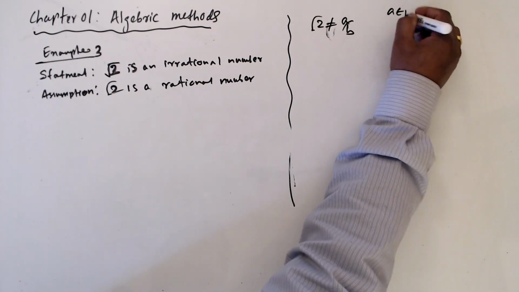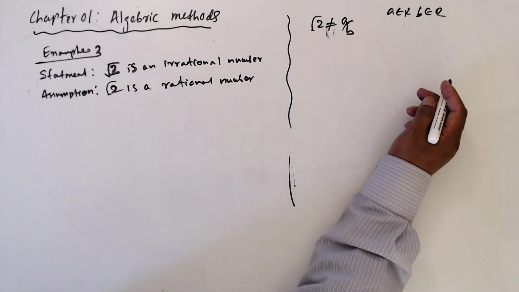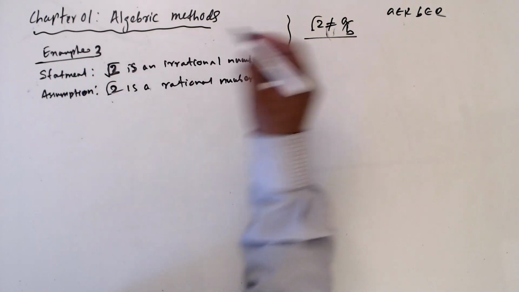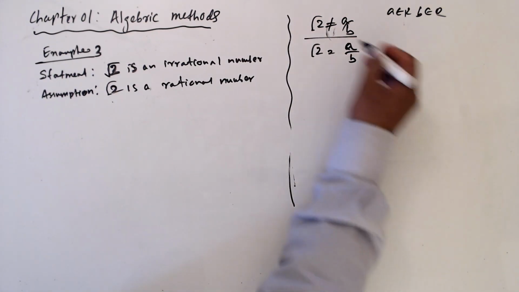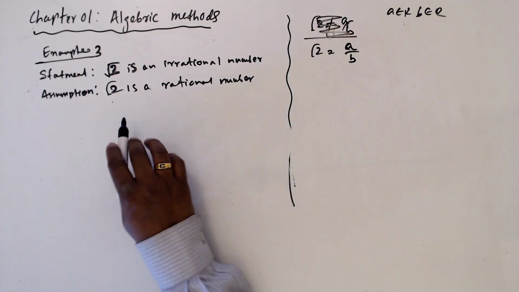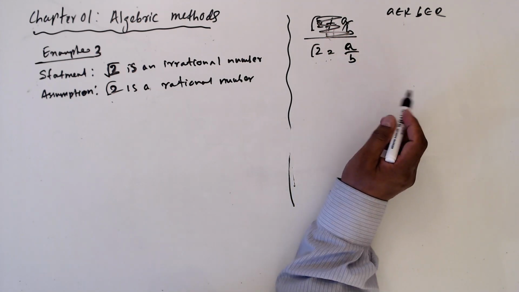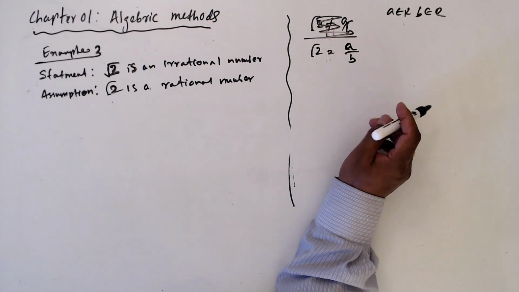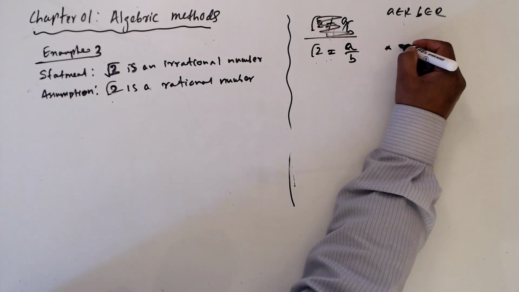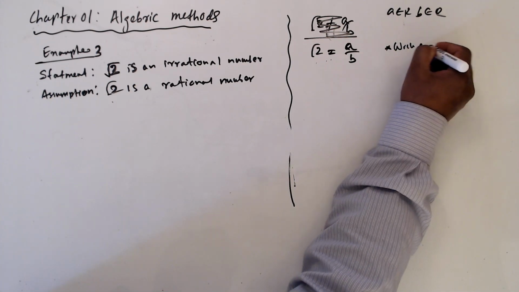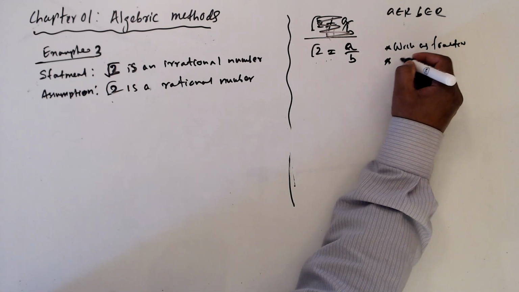A is a real number and b is a real number. But in the negation, we take that square root 2 is a fraction, so we'll forget about this one. The negation, we will tell that square root 2 we can write as a over b, as a fraction. Also we write them in the simplest form.